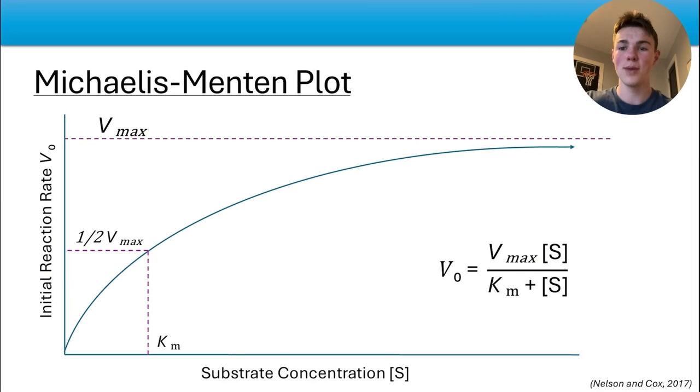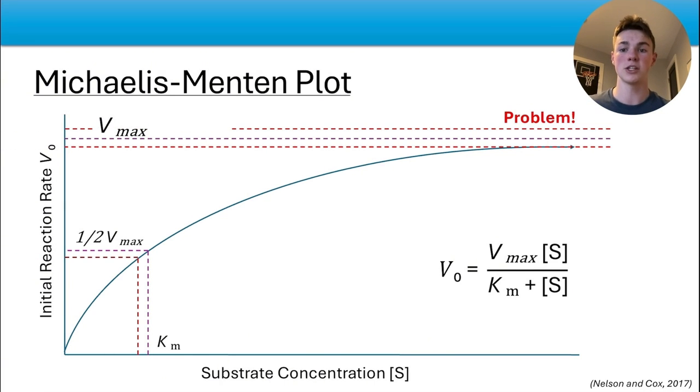From this graph, Vmax is extrapolated from when the reaction rate reaches a high enough substrate concentration where it seems to level off about here, but reaction rate does increase to infinity substrate concentration, meaning that any experimentally determined Vmax before infinity substrate concentration would only be an estimation and not the accurate value.